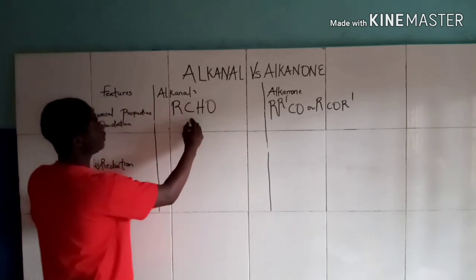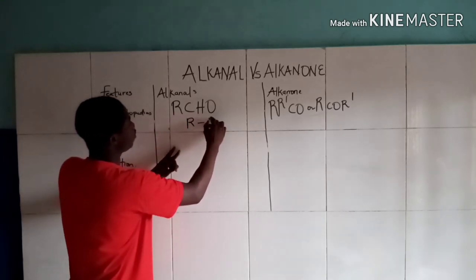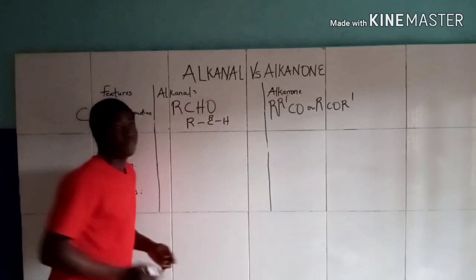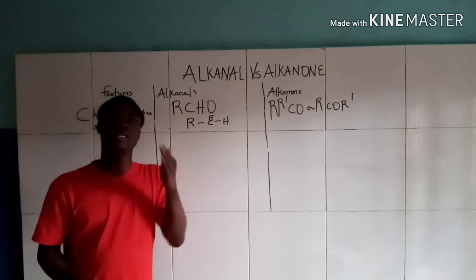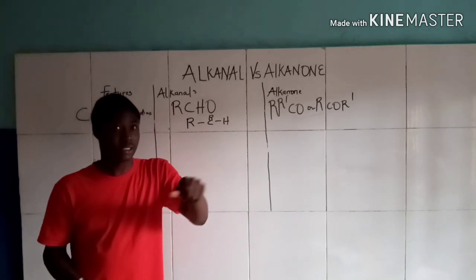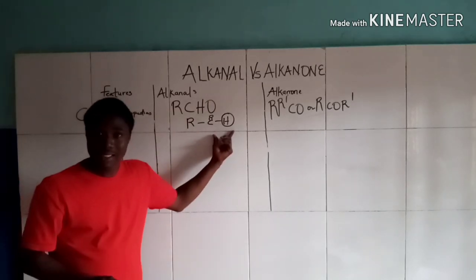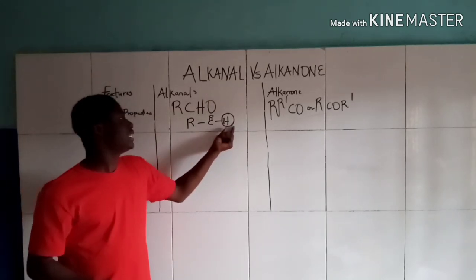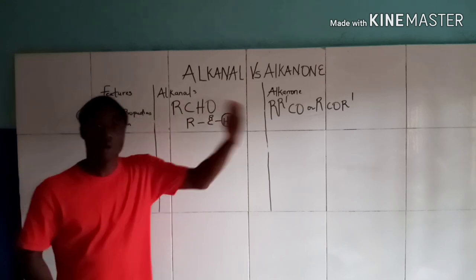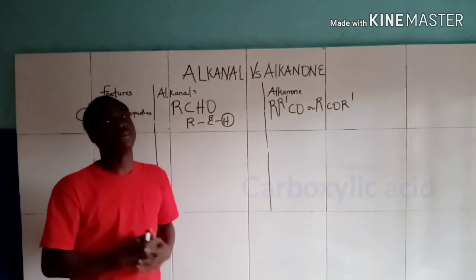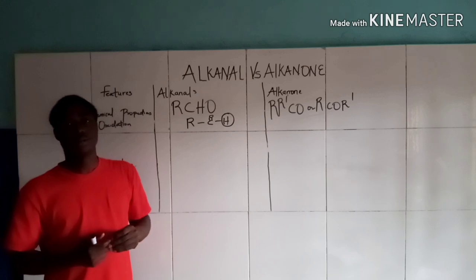This is what I mean. Let me draw the structure. It's R bond C double bond O H. The main reason why alkanals can be readily oxidized to give us carboxylic acid is as a result of this hydrogen that is oxidizable. Now, this hydrogen being oxidizable, whenever an alkanal is being oxidized, it gives us a carboxylic acid.